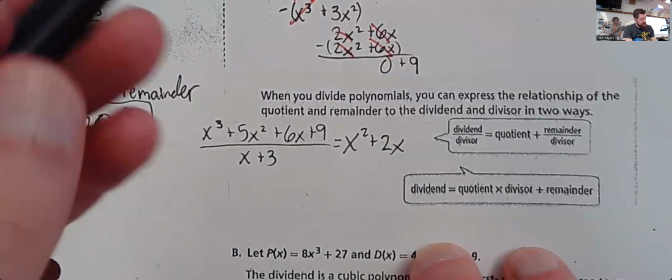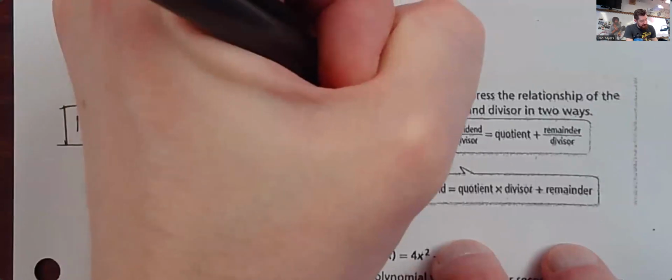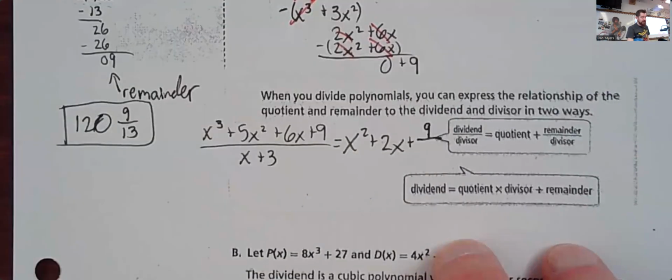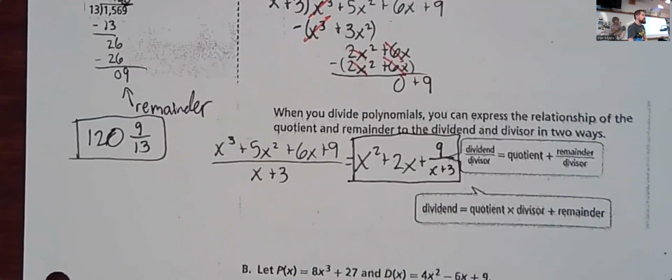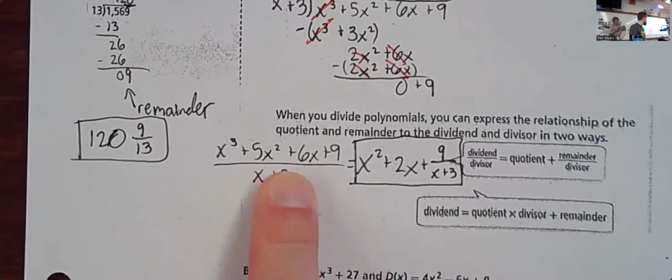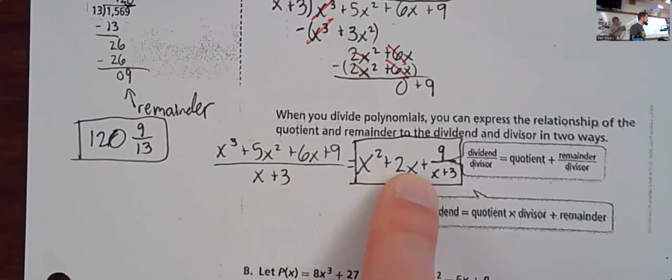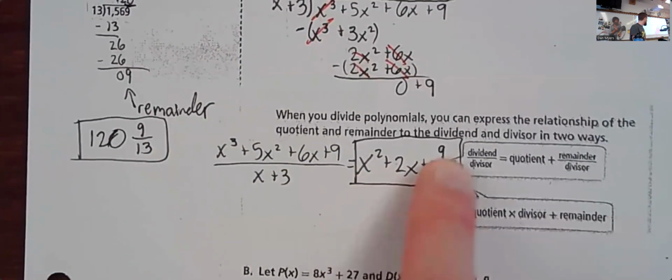What's our remainder? 9. Okay, so plus 9 over, what was our original divisor? What do we divide by? X plus 3. So this is our answer. How many times does x plus 3 go into this polynomial? It goes into it x squared plus 2x times with 9 left over.